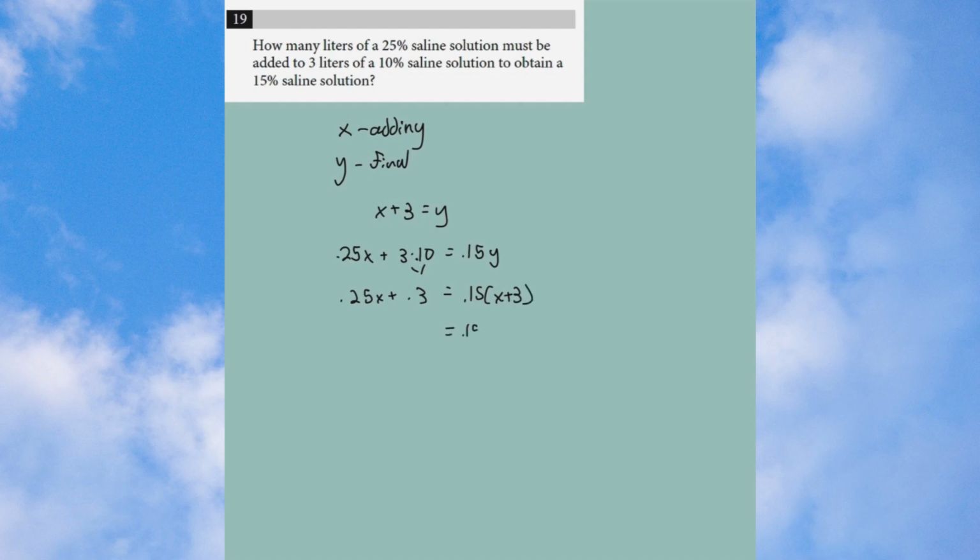We distribute the 0.15. We get 0.15x plus 0.45. 15 times 3 is 45. We carry the decimal over, we get 0.45. And now let's get x on one side. So we subtract 0.15x over to get 0.10x, and we subtract the 0.3 over, is equal to 0.15. Now we divide on both sides, which is equivalent to multiplying by 10. x is equal to 1.5. So our final answer is 1.5. We need to add 1.5 liters of the 25% saline solution in order to get a 15% saline solution.